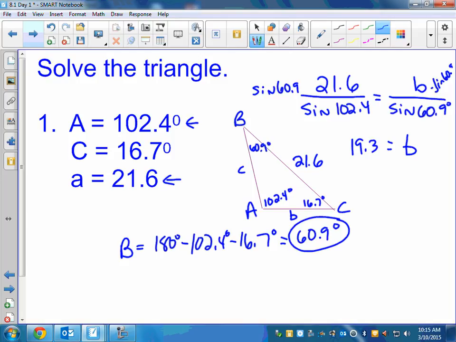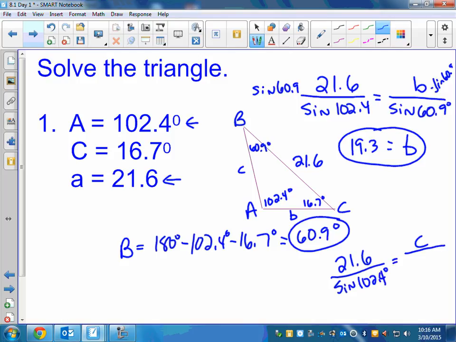And then, unlike the right triangles, where you always have the choice of going back to the Pythagorean theorem, you don't have the choice of the Pythagorean theorem on this. You just have to do it again, but it's the same thing to solve for side C, except we're going to change this side. So I can do another one: 21.6 divided by sine of 102.4 is equal to side C over sine of angle C, which is 16.7.